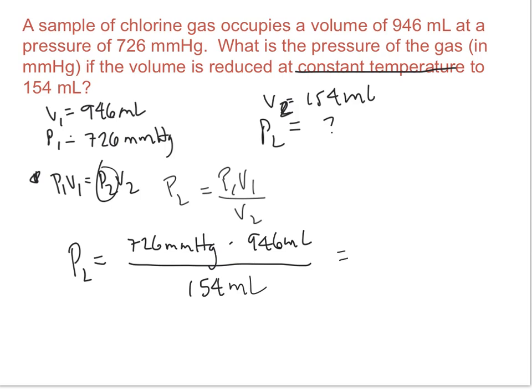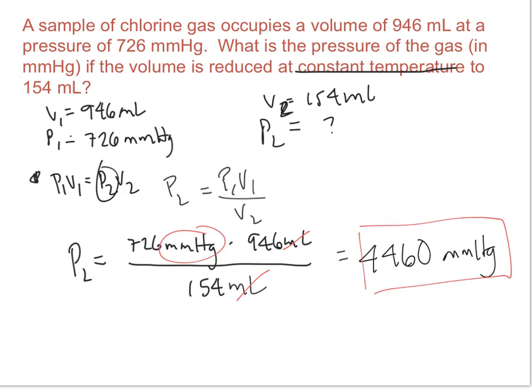So you're going to go ahead and plug this into your calculator. And this is going to give you 4,460 millimeters of mercury. And so how am I getting that? Well, doing dimensional analysis, milliliters and milliliters cancel. Millimeters of mercury are left over. So this is the answer.